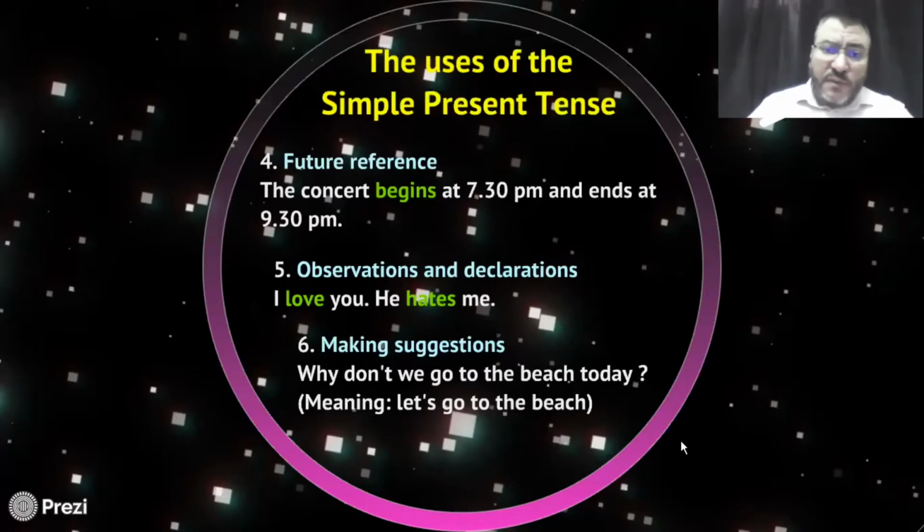Number 5 is observation and declaration. Like when you say I love you. When you say I love you, you cannot say I'm loving you. It's I love you. Or he hates me. You cannot say he's hating me. You have to say he hates me. I love you. He loves me. Okay? And number 6 is making suggestions.